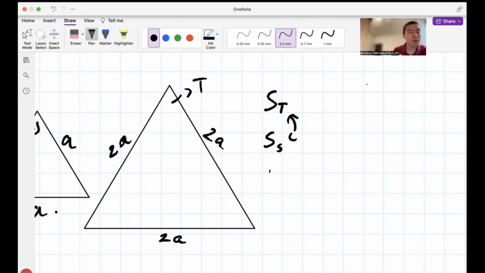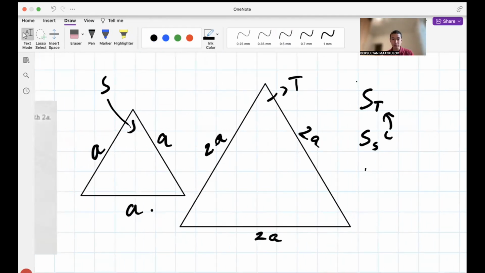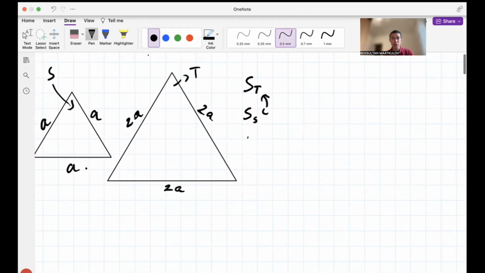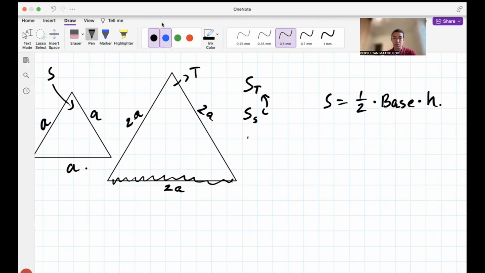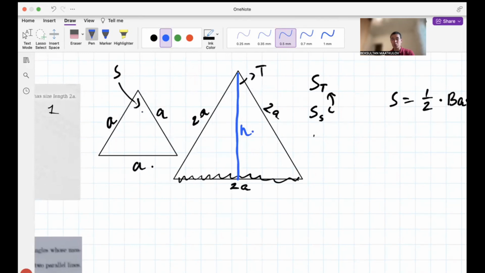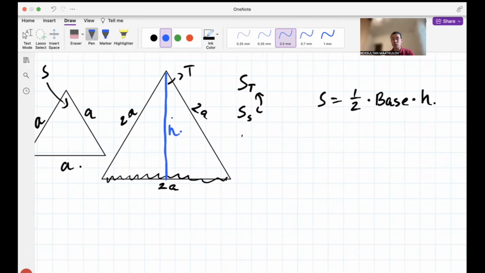Okay, guys, do you remember the general formula to find the area of any triangle? What was it? 1/2 of height times base. Yeah, good. This is 1/2 multiplied by base multiplied by height. Let's imagine that this side is our base, and this is our h. We could use this formula and try to find the area of those two triangles, but it would take a lot of time.